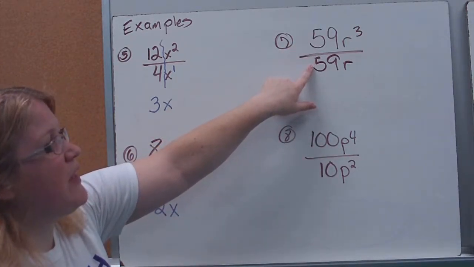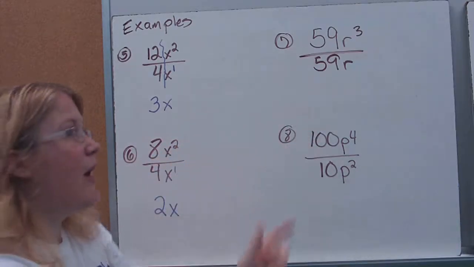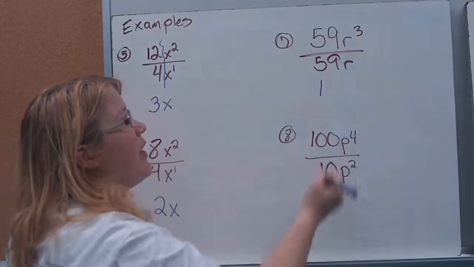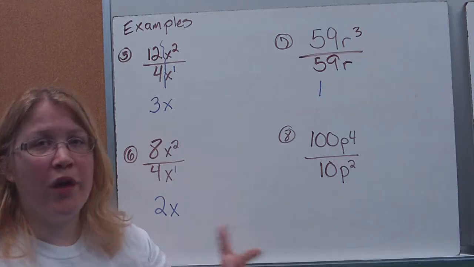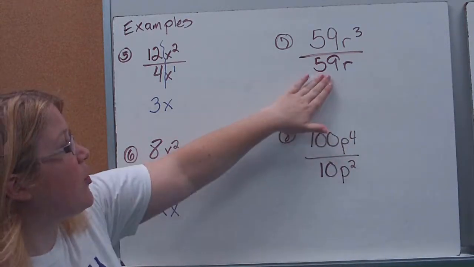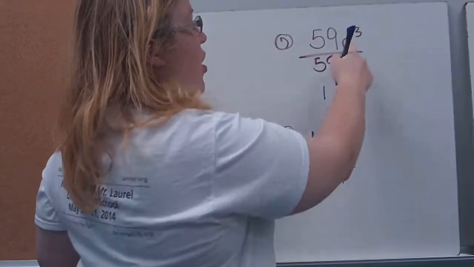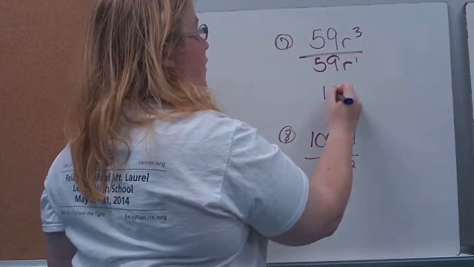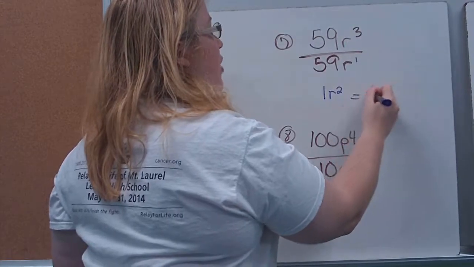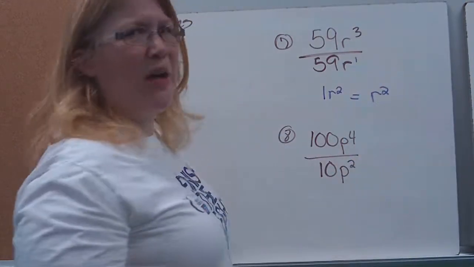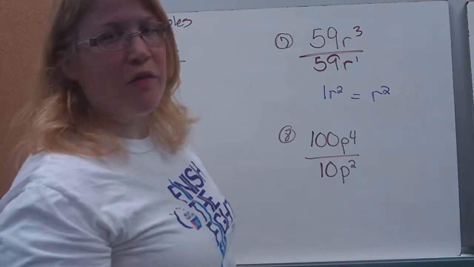59 divided by 59 gives me a 1. We don't really need to write this one because when I say I have 1r, I can just write r. So basically, that kind of cancels out. If you want to write the 1 here, you can. R cubed minus r to the first is r squared. So 1r squared, I would just write r squared. You don't need that 1 in front of it.